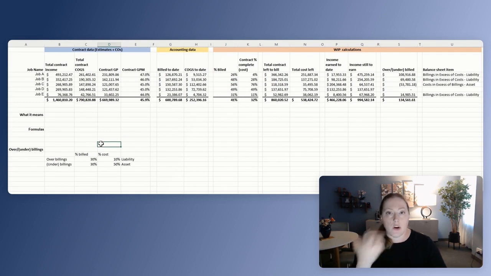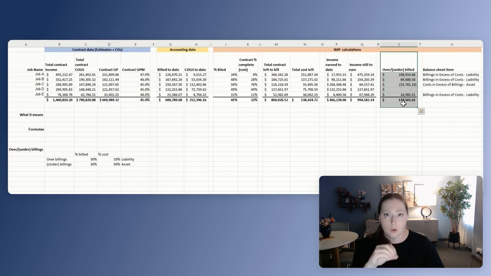And if you're interested in how you know whether you have underbilled or overbilled, you can look at your work in progress report. It's going to tell you whether your job has been under or overbilled. And if your accountant or bookkeeper is using the work in progress report to make adjustments to your financial statements, you will also see that on your balance sheet as well.